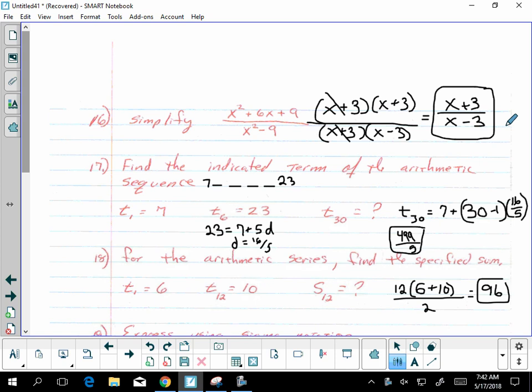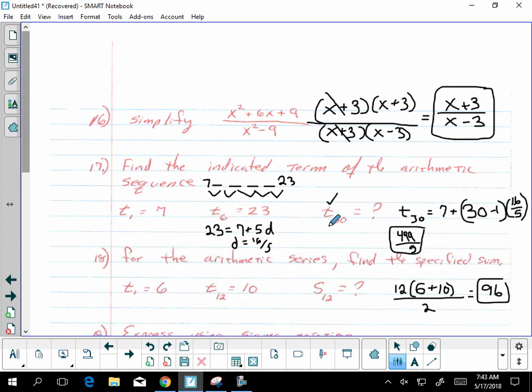On number 17, you want to find the indicated term. In this case, we're trying to find p sub 30. Well, I need to figure out what my d is. So I started with 7. That's my t sub 1. I don't know t sub 2, 3, 4, 5, but I know my sixth one is 23. So I went up by d, d, d, and I would have had to add d 5 times. That's where that 5d comes from. So 7 plus 5d equals 23.